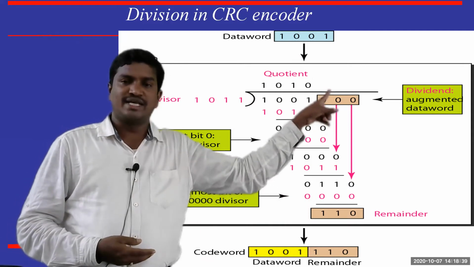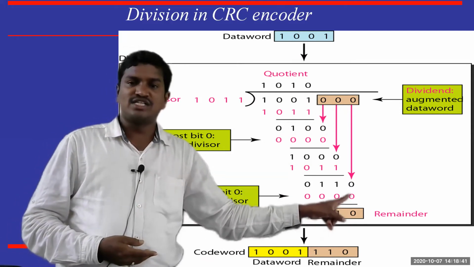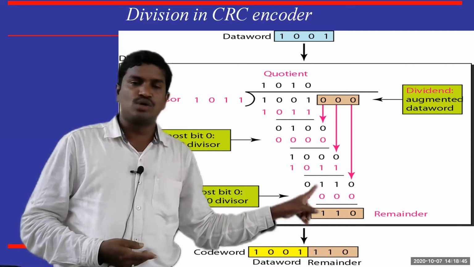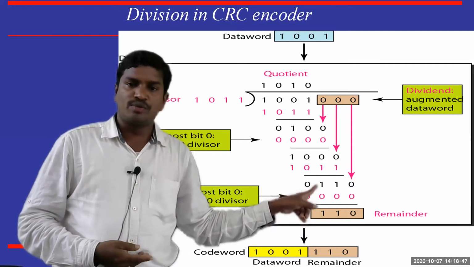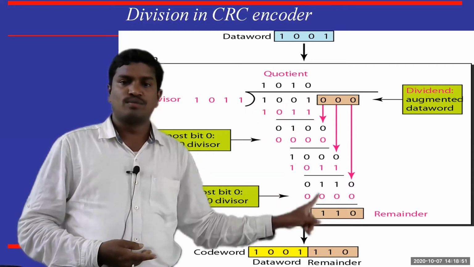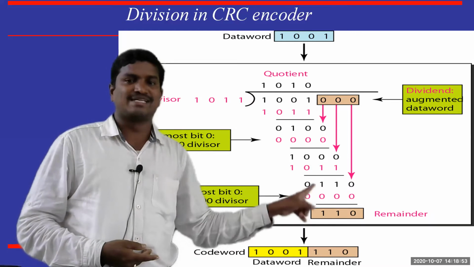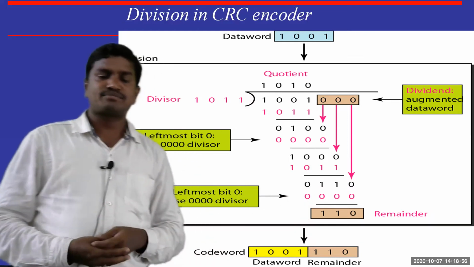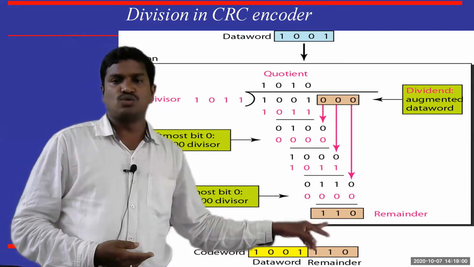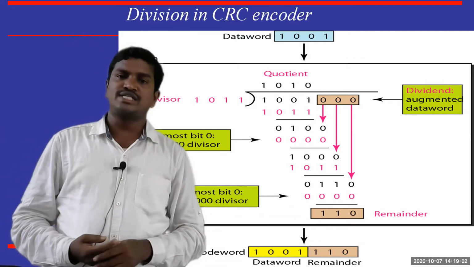Still one more 0 can be appended, and once it is done, observe the leftmost bit. It is 0, so no more division is possible. So what we do is, again we place 0 in the coefficient, and the divisor is 0. So this 0 is given here and subtracted. Subtracted in the sense that XOR operation is done. So what we got is 1 1 0 as a remainder.